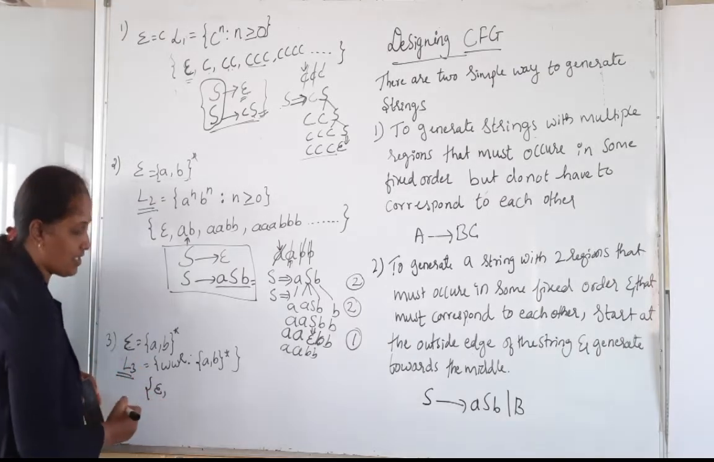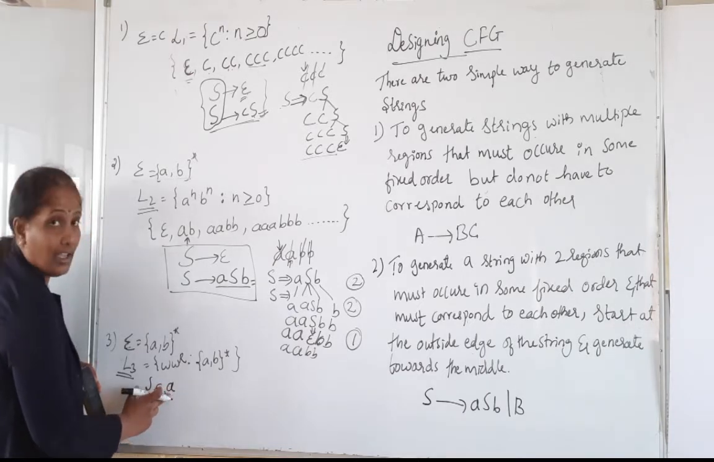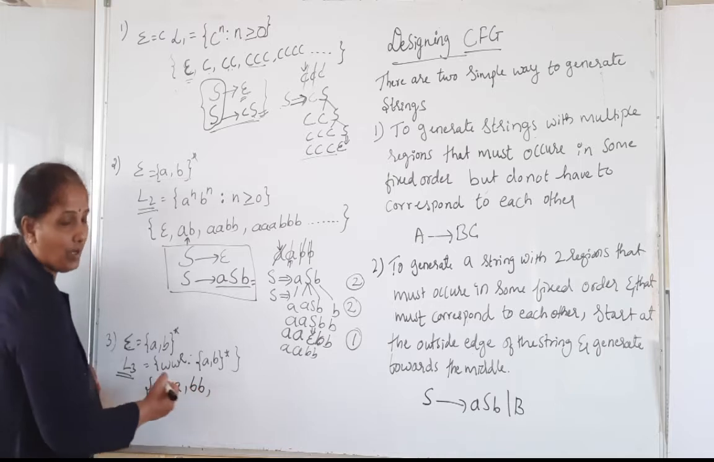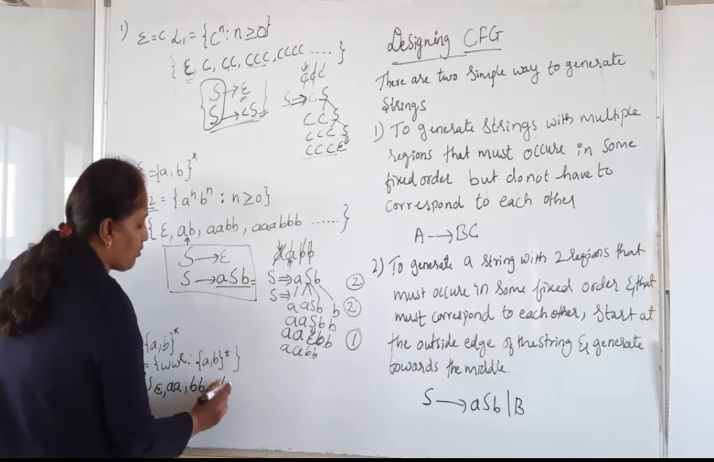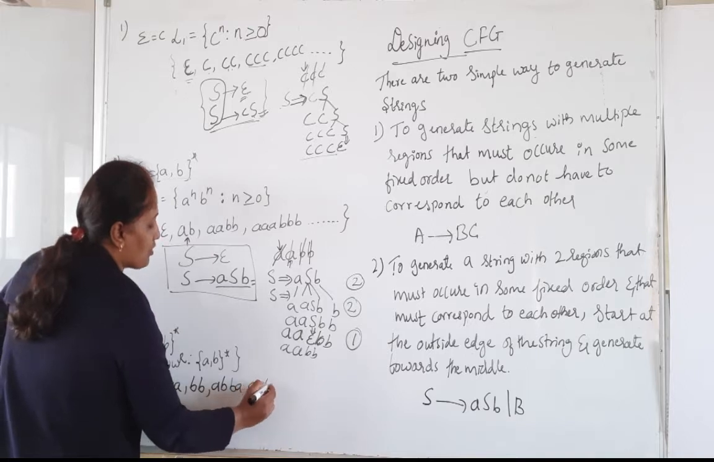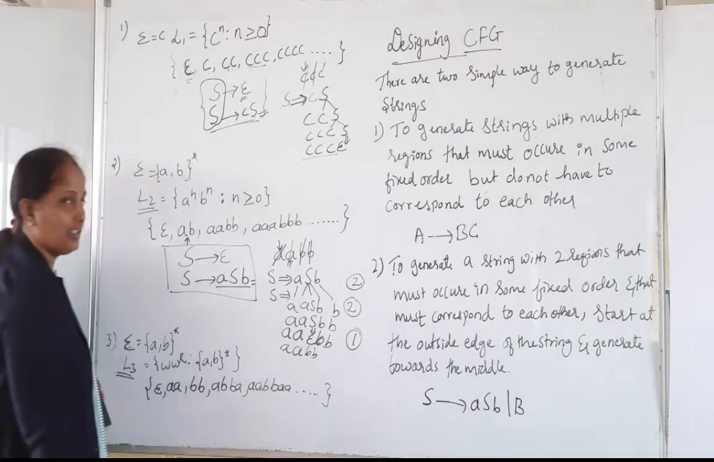Valid strings are epsilon. Next, if I take A as an input string, then the reverse of this gives A only. Next B gives B only. Next if it is AB, what is the reverse of this? BA. Next AAB, so what do I get? BAA. So these are all the valid strings in the language.